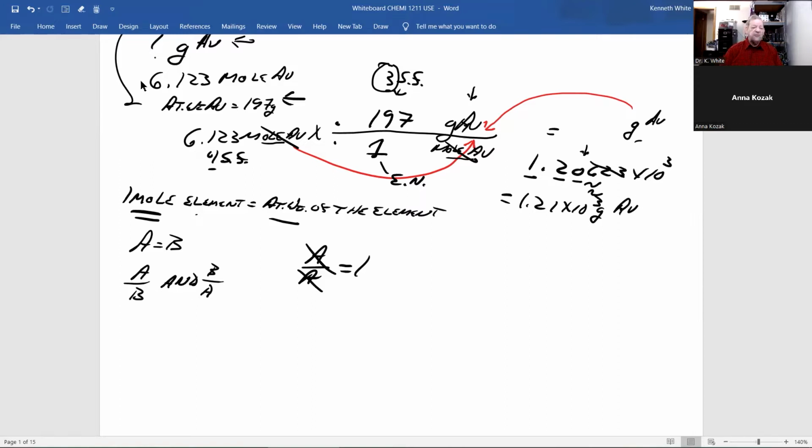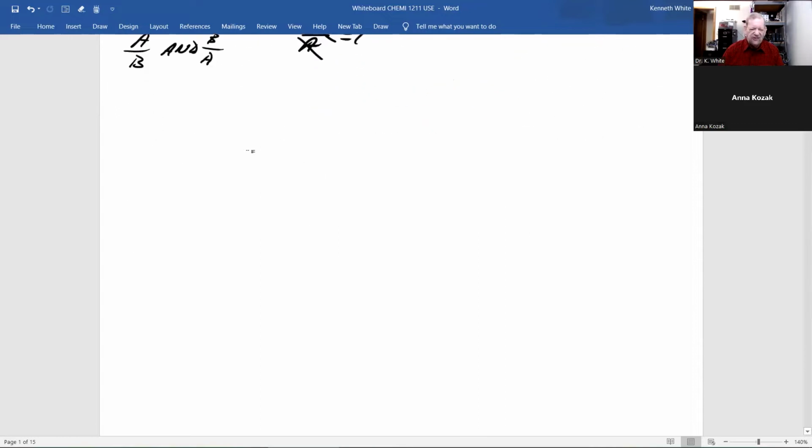So if I want 6.123 moles of gold, I'll have to weigh out that amount of gold: 1.21 times 10 to the third, or 1,210 grams. And that's how you do it. Oh, this was fun. Let's do another one.